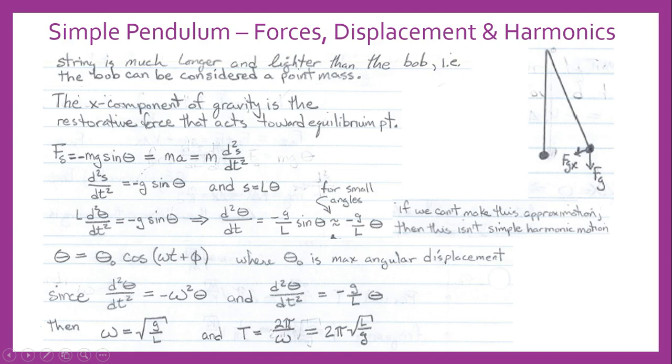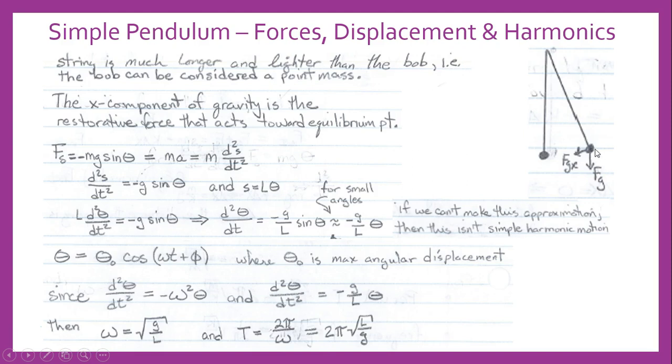Let's turn our attention to pendulums. We'll look at three types of pendulums. The first one is a simple pendulum, and this is defined where the string is much longer and lighter than the bob. And when we do that, we can consider the bob a point mass.